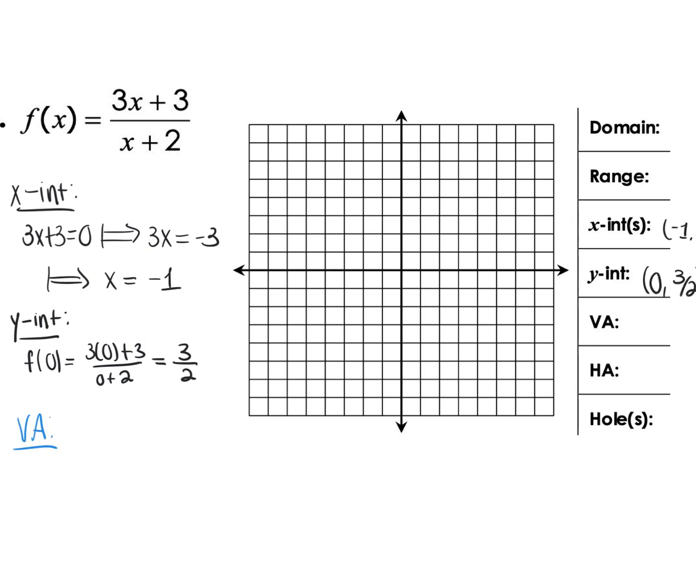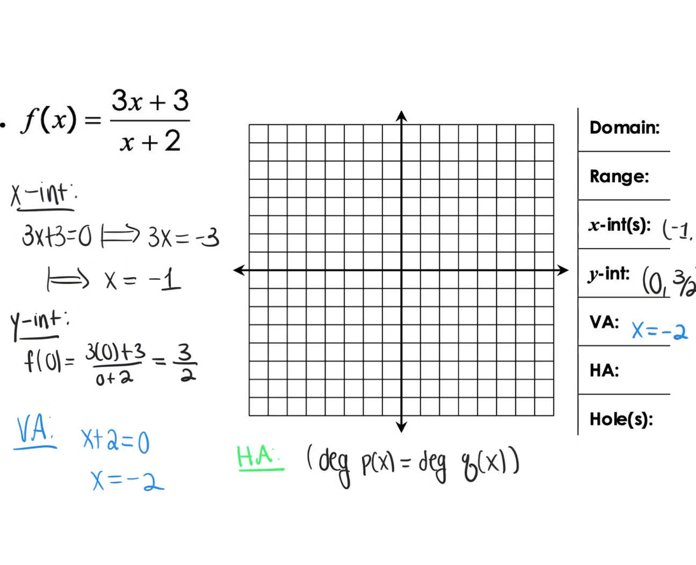Then for our vertical asymptote, we're going to set our denominator equal to 0. And then for the horizontal asymptote, the degree of the numerator is equal to the degree of the denominator. This is technically a 1, and so we're going to take the ratio of these two numbers, so it'll be y equals 3. And then we have no holes. So we can go ahead and fill in our graph with this information.